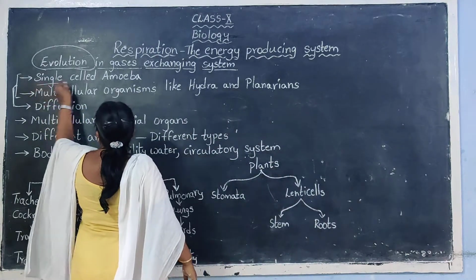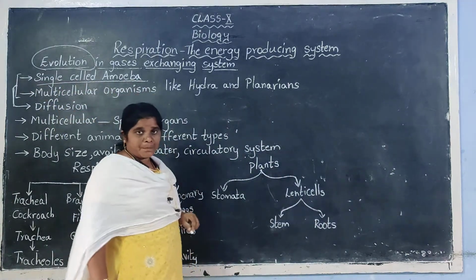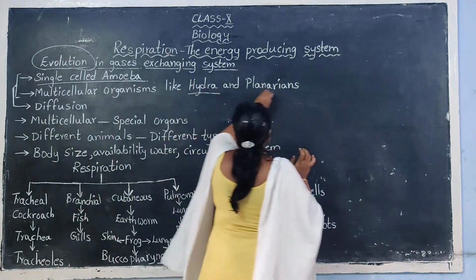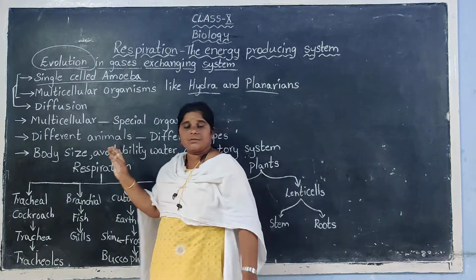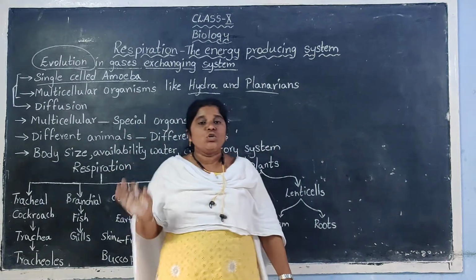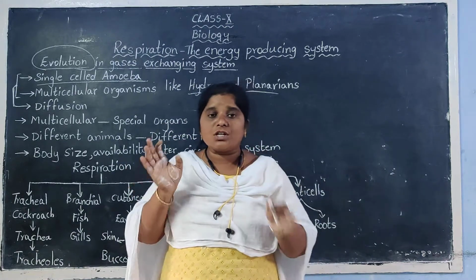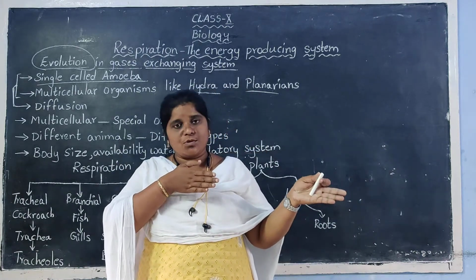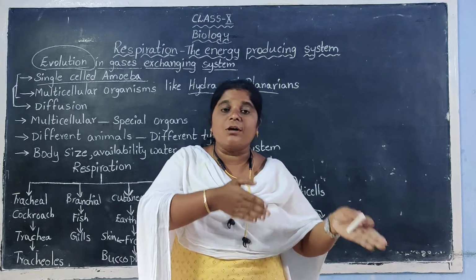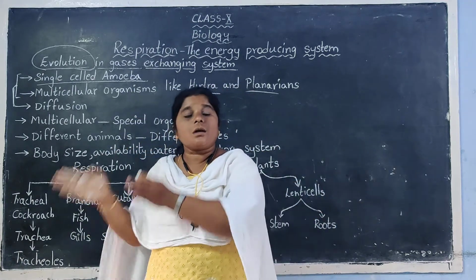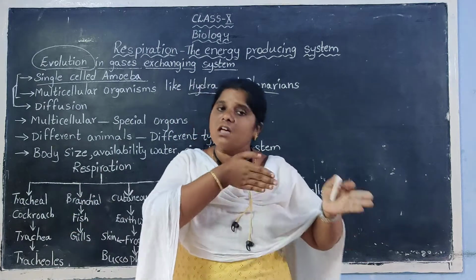Now, single cell organisms like amoeba, or multicellular organisms like hydra and planaria, all these organisms will undergo respiration through a process called diffusion. What is diffusion? In your 9th class you have studied about diffusion. Movement of molecules from higher concentration to lower concentration is diffusion. Lower concentration to higher concentration is osmosis.